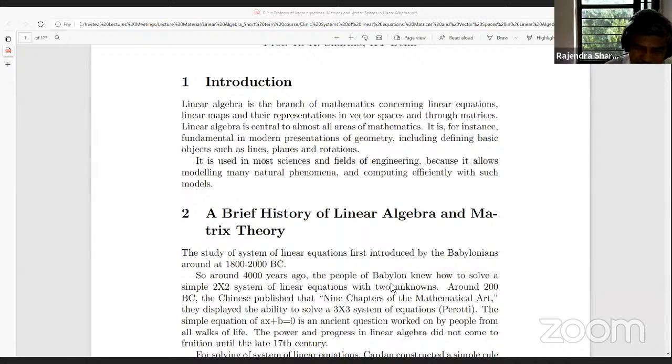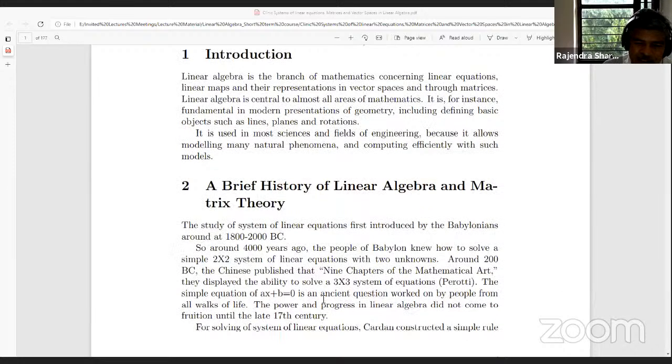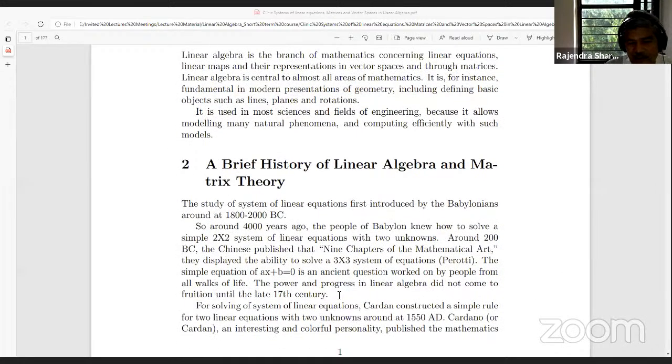The simple equations of the form Ax plus b is an ancient question that worked by people from all walks of life. The power and progress in linear algebra did not come to fruition until the late 17th century. That's when in Europe it was taken up for a systematic development. And for solving the system of linear equations, Cardan constructed a simple rule for 2 linear equations with 2 unknowns around, say, 1550 AD.